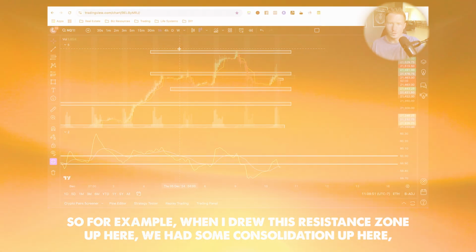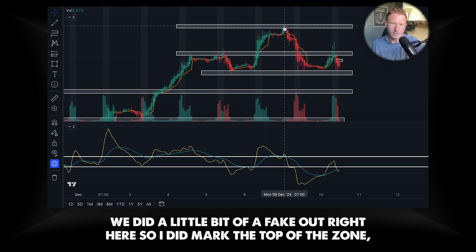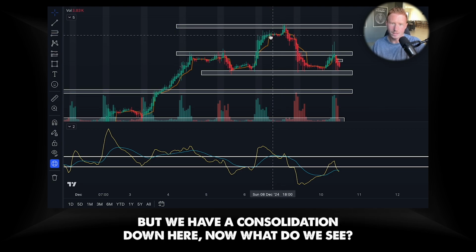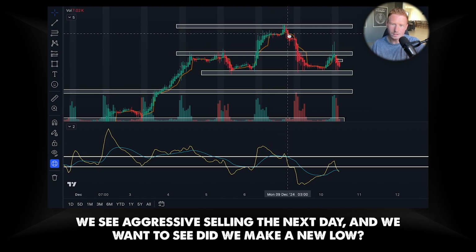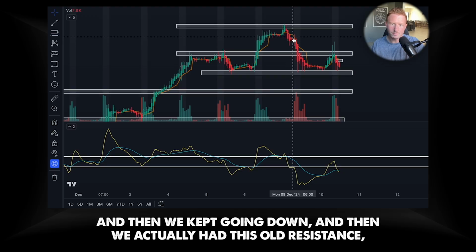For example, when I drew this resistance zone up here, we had some consolidation up here. We did a little bit of a fake out right here, so I did mark the top of the zone, but we have that consolidation down here. And then what do we see? We see aggressive selling the next day, and we want to see, did we make a new low? Well, the first low we passed was this one, so we knew this zone was definitely acting up. And then we kept going down, and then we actually had this old resistance.